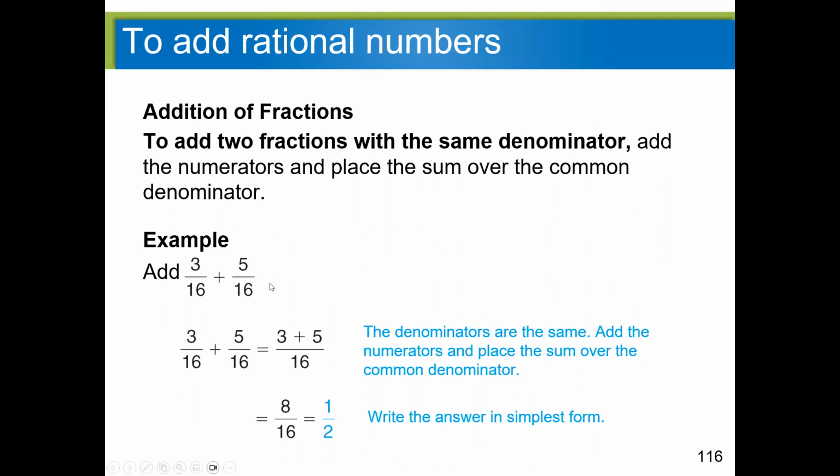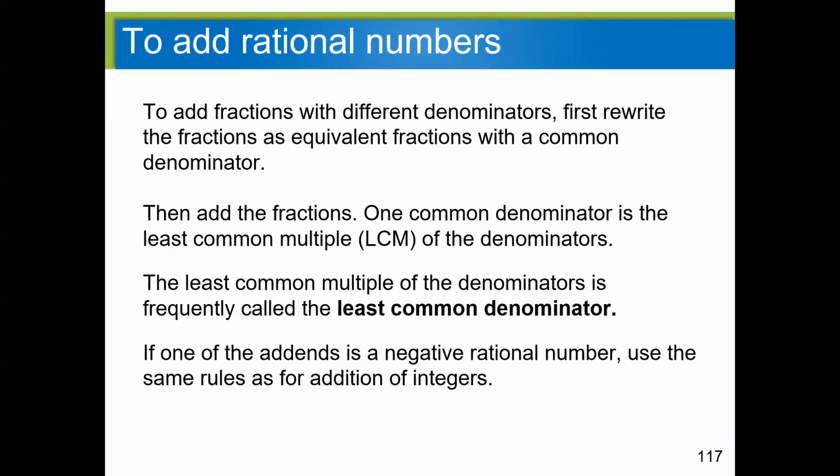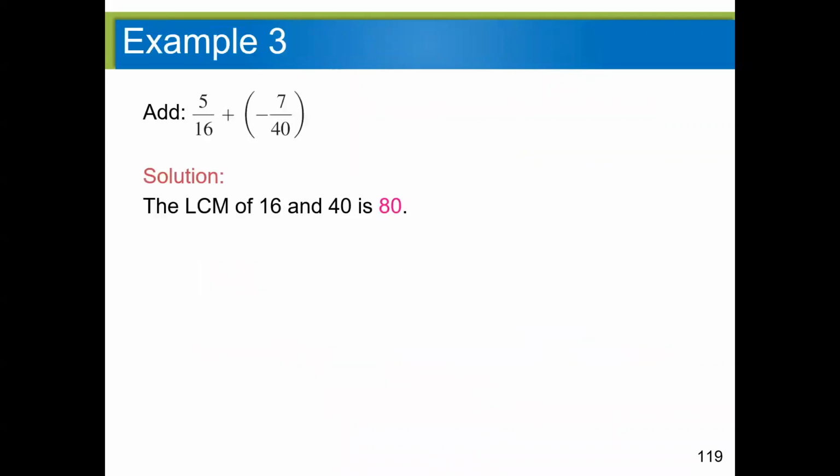So if we have 3 over 16 plus 5 over 16, well, that equals 8 over 16. Then we can, of course, simplify that down. 8 over 16 is 1 over 2. Oh boy, the least common denominator. We're kind of getting into some weeds here, ain't we? So how can we do complicated math like this? How can we do 5 over 16 plus negative 7 over 40? That looks like a pain, right?